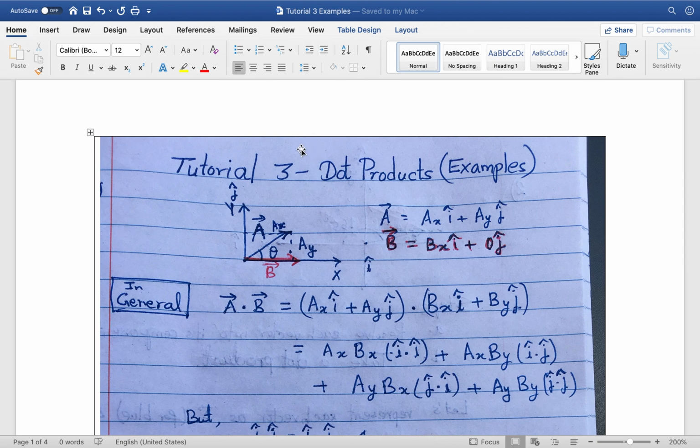Hi everybody, so here is an example for tutorial 3. Before I actually show you examples, I'm going to talk a little bit about dot product.